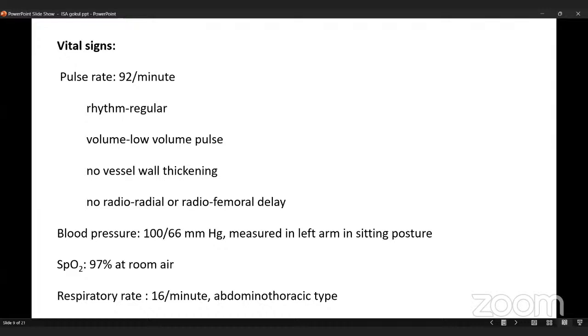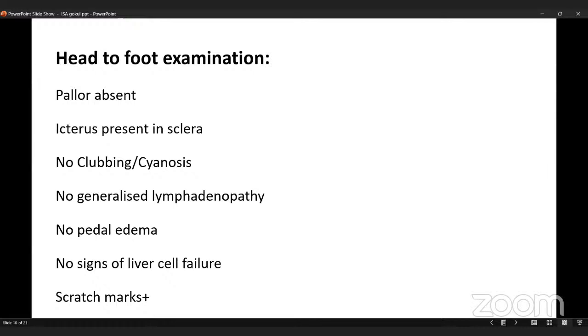97% saturation at room air. Respiratory rate 16 per minute, which is abdominothoracic in type. Head to foot examination: no pallor, icterus is present in the sclera. No clubbing or cyanosis, no generalized lymphadenopathy, no pedal edema, no signs of liver cell failure, and scratch marks were present.